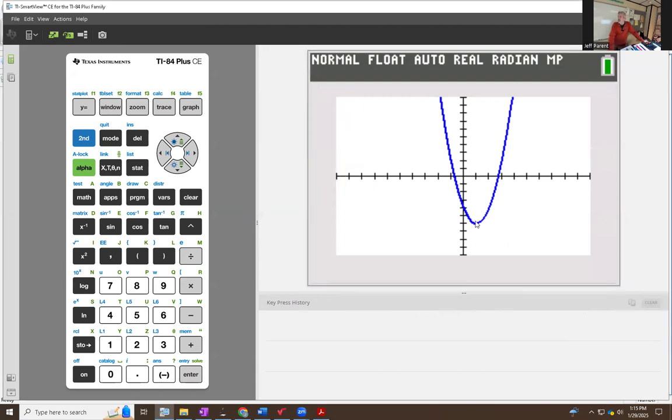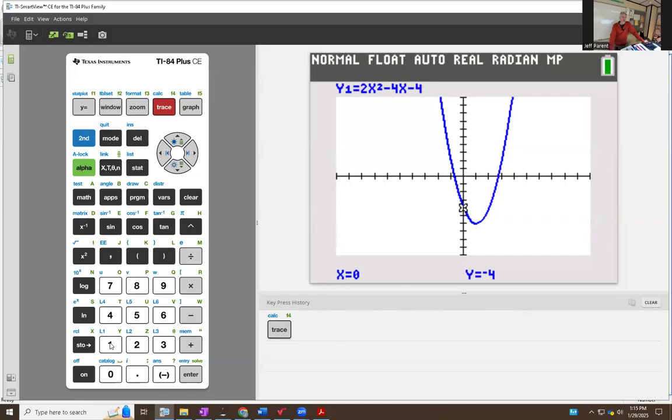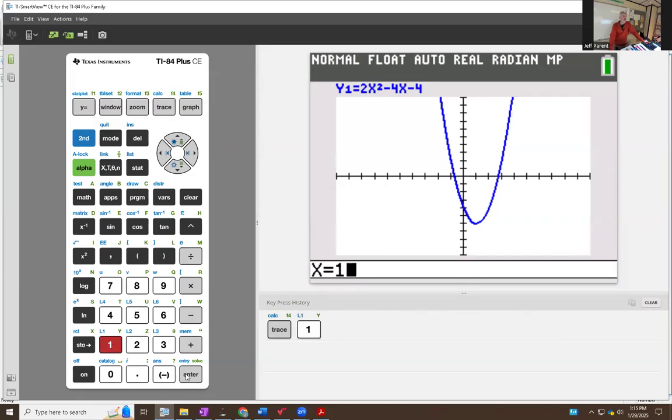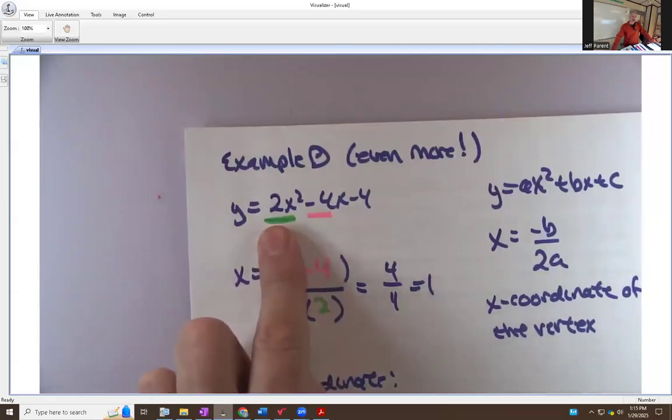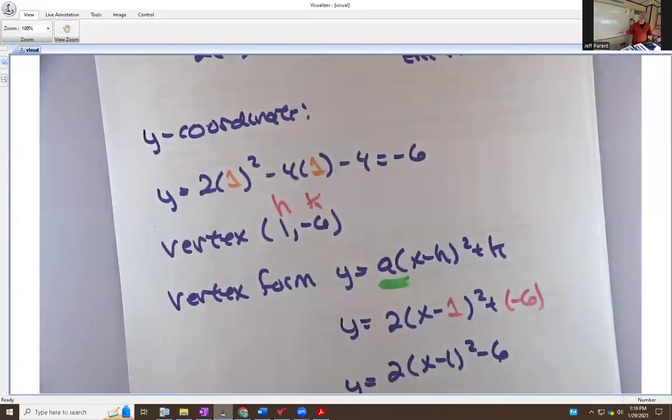Now, you can kind of eyeball this, right? And you look and you're counting 1, 2, 3, 4, 5, 6. It looks like 6 and 1. If you're unsure, hit the trace key. We want to see what happens when x equals 1. So type in a 1. X equals 1. It'll open up a little thing on the bottom of your calculator. When you press the enter key, it'll give you the y coordinate. And bam, it looks like you're right there. So now you've got h and k. And of course, you had a because you had a all along. So that's even better.